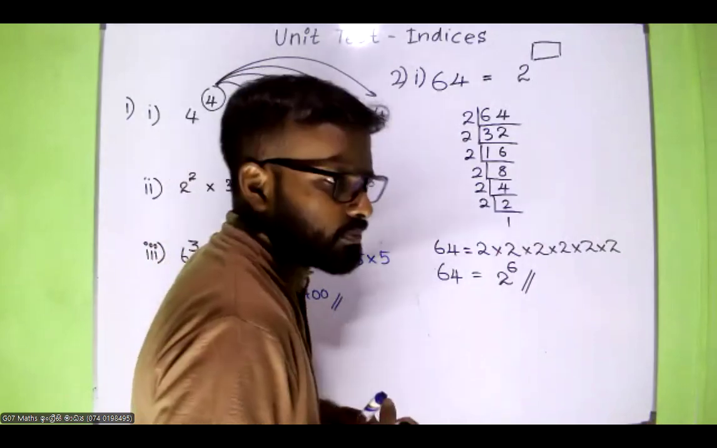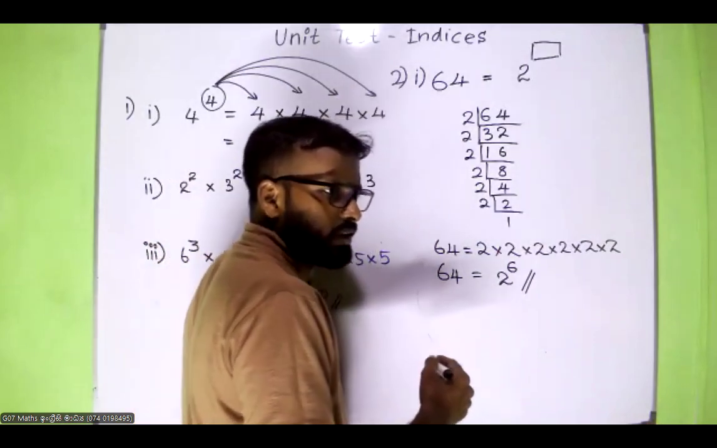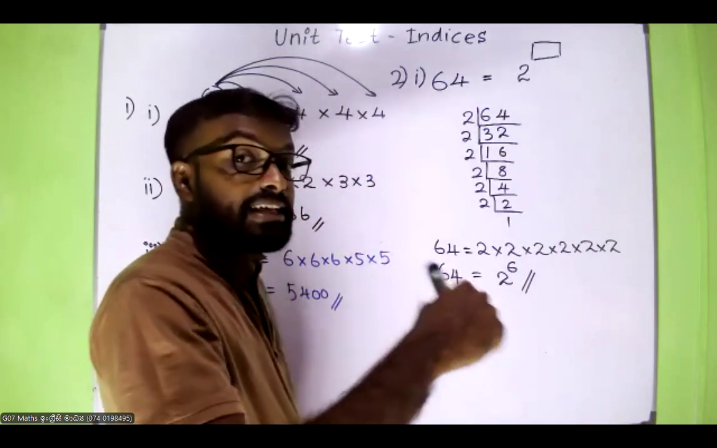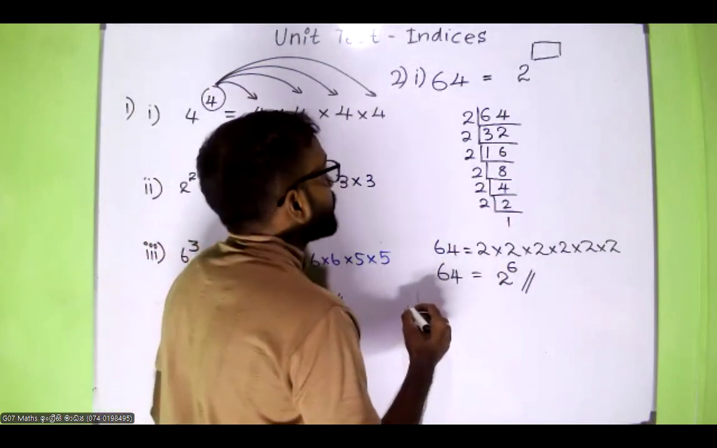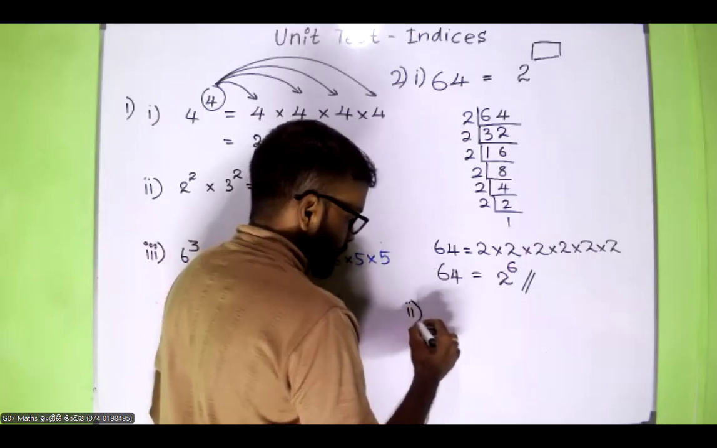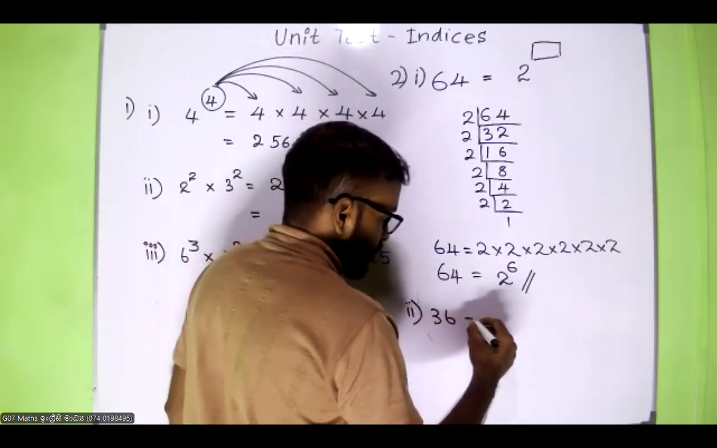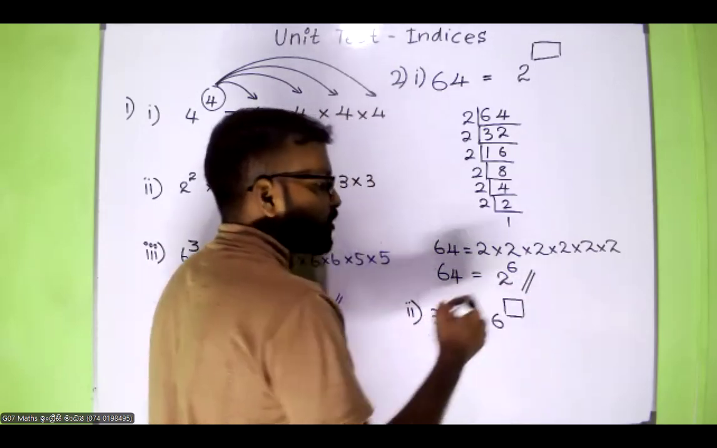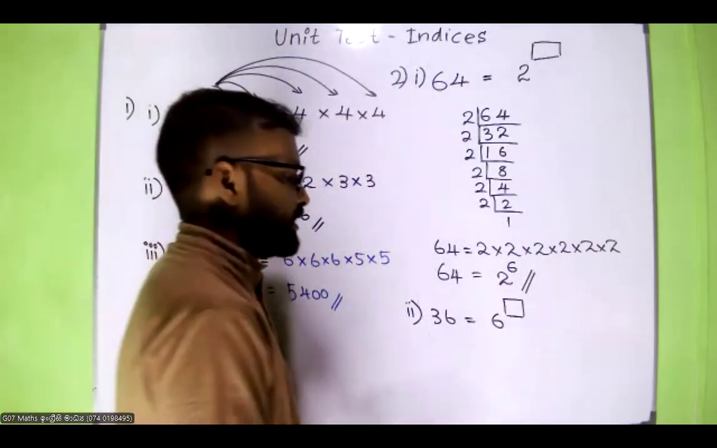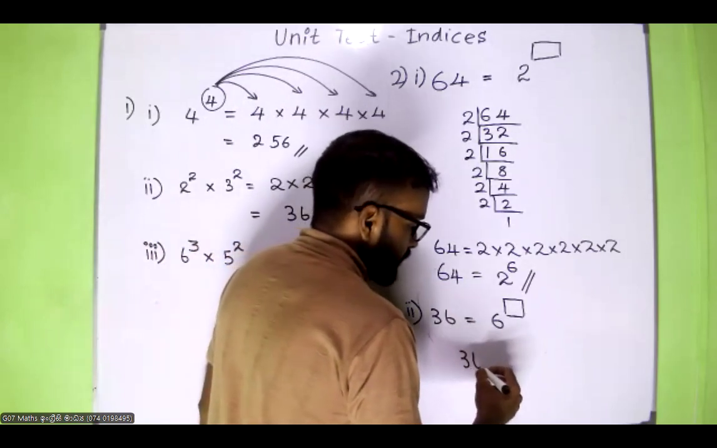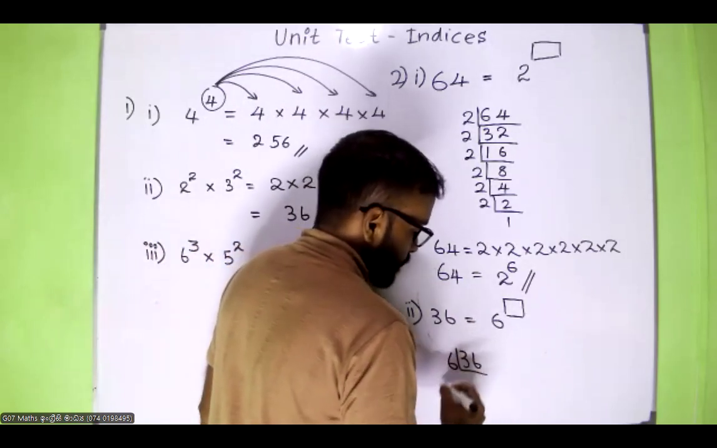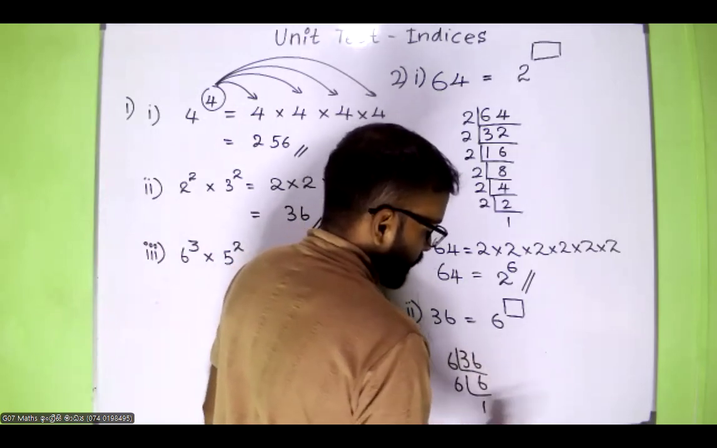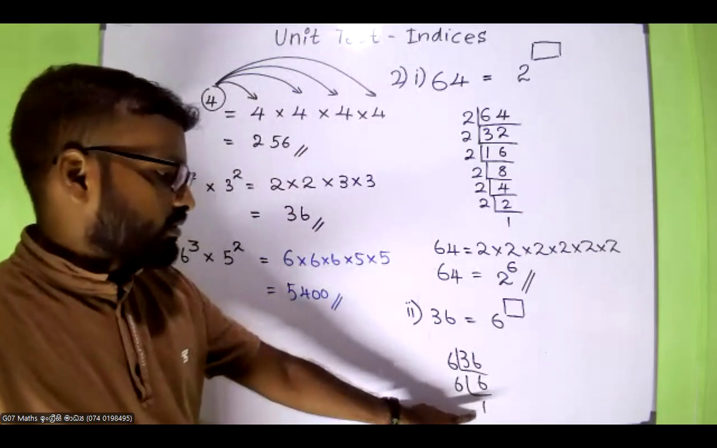Next one. Write 36 in index notation with 6 as the base. So you have to write 36 equals, the base is 6 and you do not know the index, so you have to fill the index. Very basically, you know 36 divided by 6, 6 times 6 is 36, and you have to divide until you get 1 at the end.